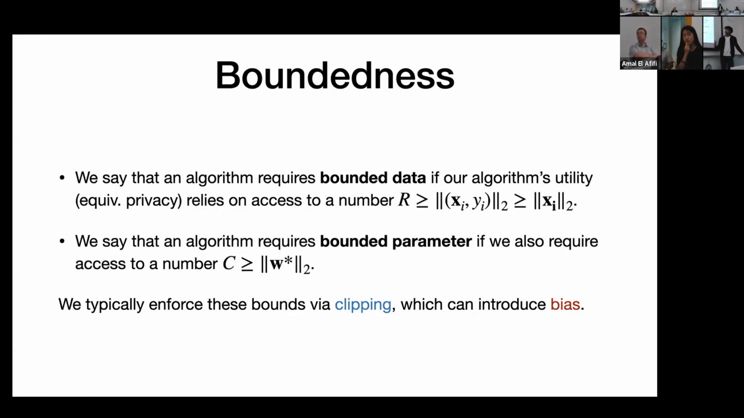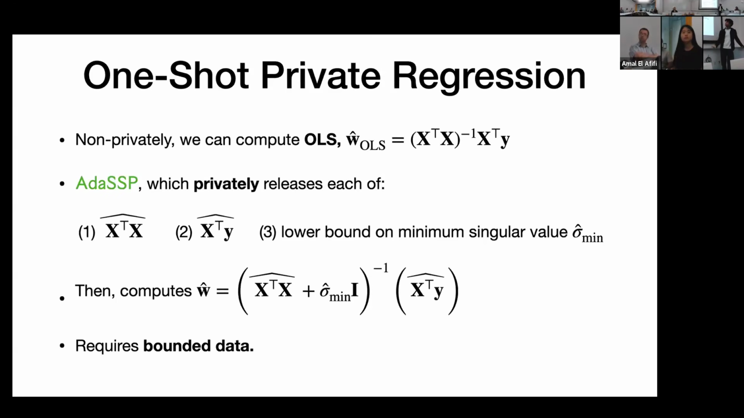And to talk more about the algorithms we'll be looking at today, I think we all know what ordinary least squares is. As an analog of this, my work this summer has investigated AdaSSP, which attempts to privately release something that looks like this ordinary least squares solution by perturbing this X transpose X term, privately releasing this X transpose Y term, and privately releasing something that looks like a regularization term, or more technically, a lower bound on the minimum singular value, sigma hat min.